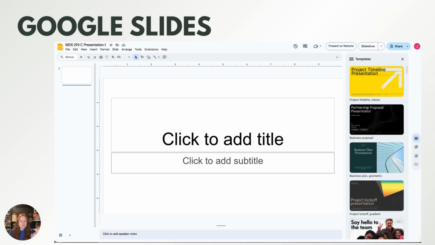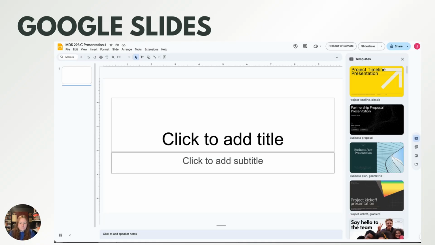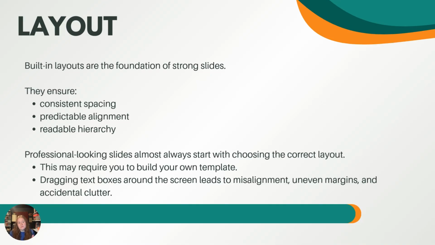So these boxes that we see, click to add title, add subtitle, that's your default layout. They are essential to crafting a cohesive message. They will ensure that you have consistent spacing, predictable alignment, and a readable hierarchy. You can see the title is a little bit bigger than the subtitle. So again, that's showing you the title is most important. The subtitle gives important context.